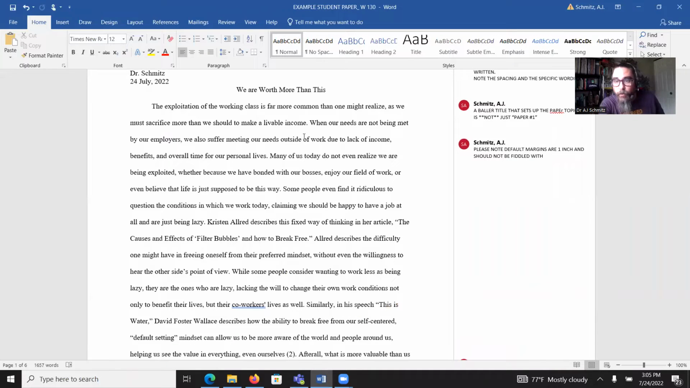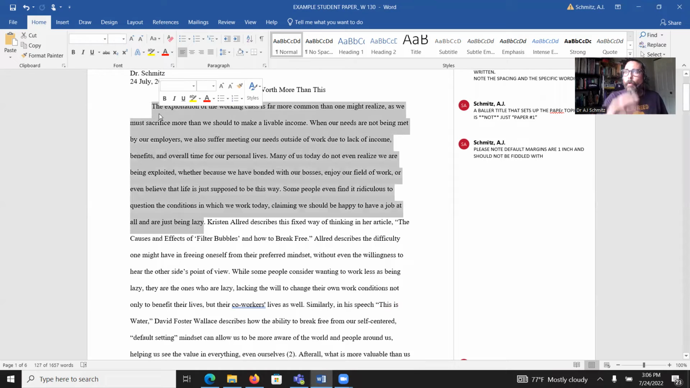As we can see in this student example here, the exploitation of the working class is far more common than one might realize. You know, David Foster Wallace doesn't talk about the working class. Garnet Cottigan doesn't talk about the working class. This student decided that this was the problem that they wanted to address. This is the important thing. And it goes in the introduction all the way up until they introduce their texts on what is the problem and why it's important.